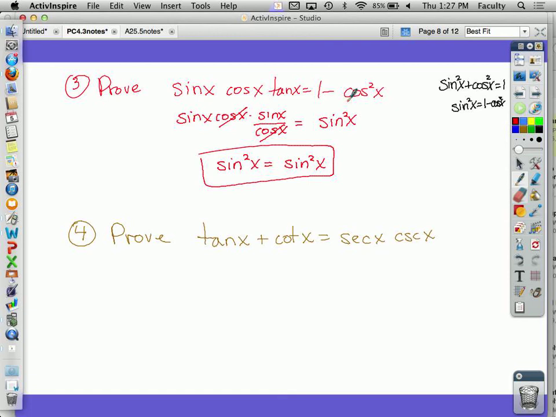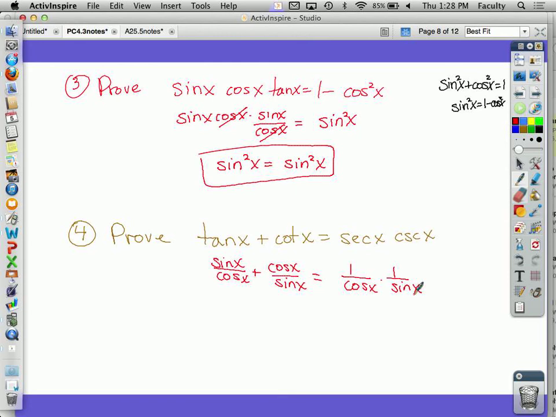All right, on the left side, what would you start with? Sine x. Okay, you got your sine x over cosine x plus cosine x over sine x. Okay, that's a minimum. And on the right side, what could you do? 1 over cosine x times 1 over sine x. Good job. Okay, so everybody should have done that as a minimum.